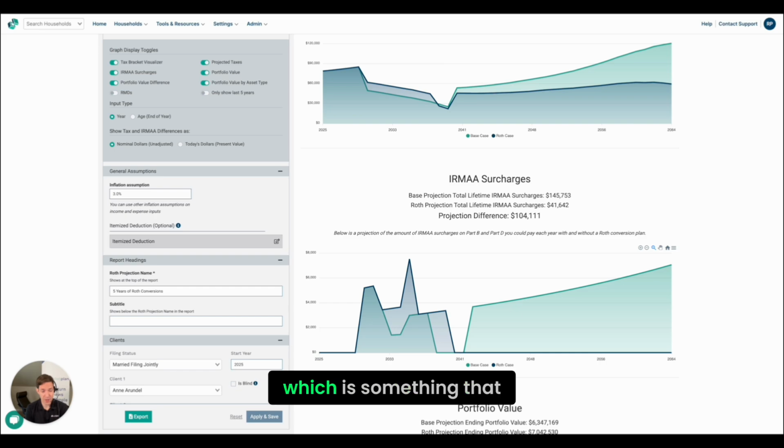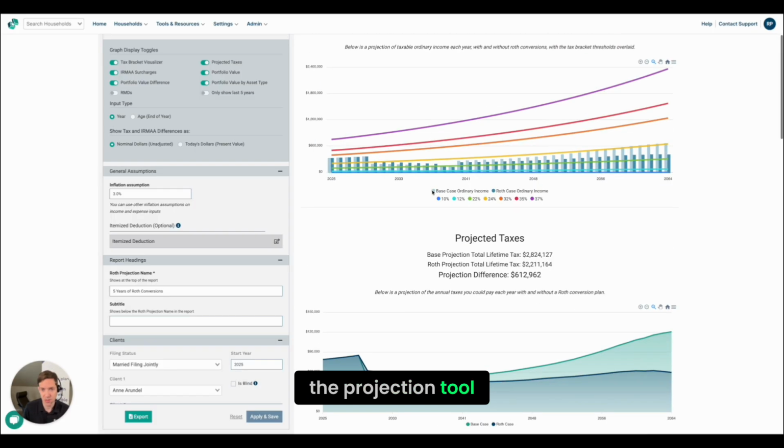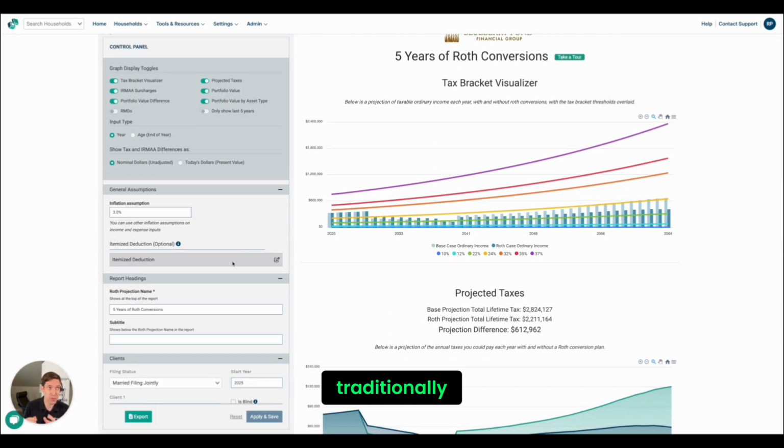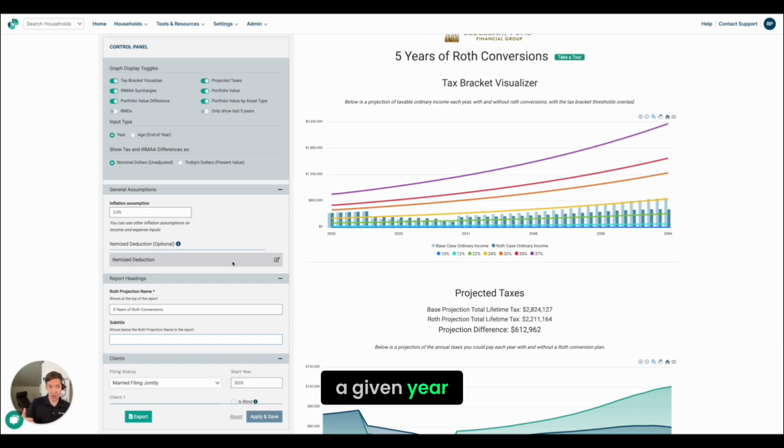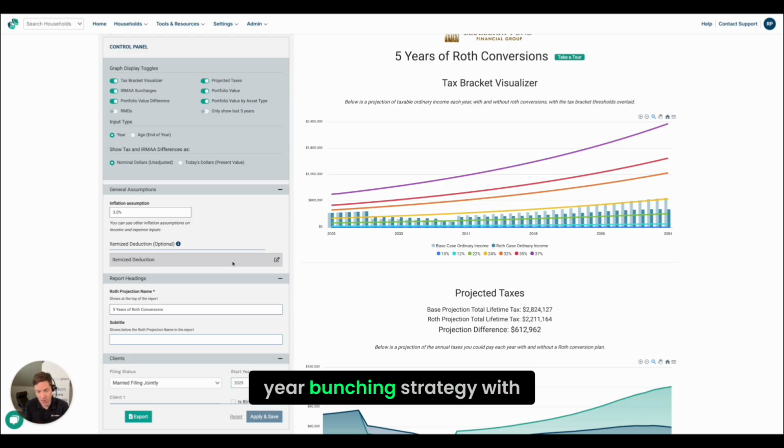The first enhancement, which is something that a lot of people have asked for, is a way to model itemized deductions within the projection tool. And traditionally, we've only defaulted to using the standard deduction. But what about those cases where you want to bring itemized deductions forward into a given year, maybe to offset the cost of a Roth conversion, for example, or if you're already employing an every other year bunching strategy with itemized deductions, how do you capture that in the system? We have a way to do that.